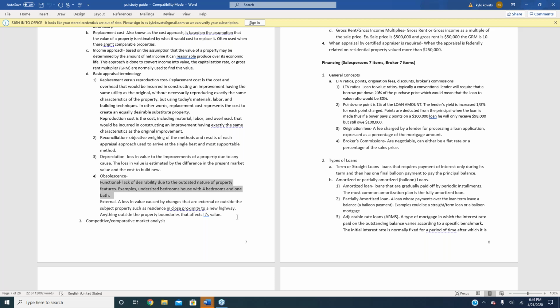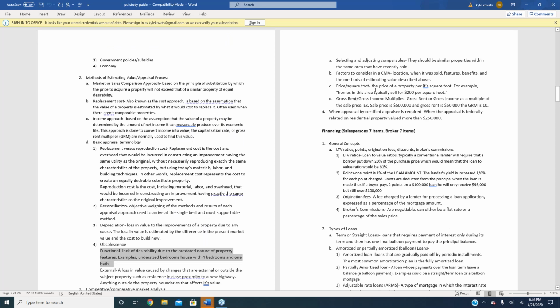And then we have external obsolescence, and external obsolescence is the loss in value due to anything outside of your property boundaries. So you live next to an airport, you live next to a train station, or not, I shouldn't say a train station, that might be valuable. Your house backs up to the train tracks, you live right on a highway on a busy street. These could be examples of external obsolescence, loss in value due to what's outside of your property boundaries.